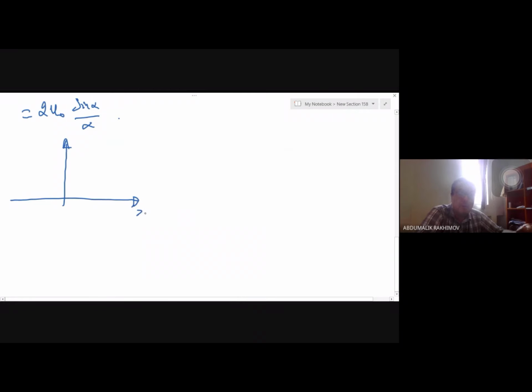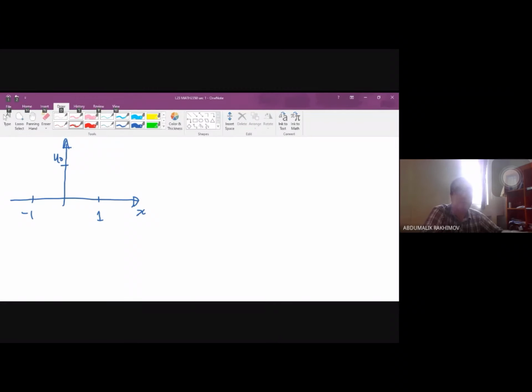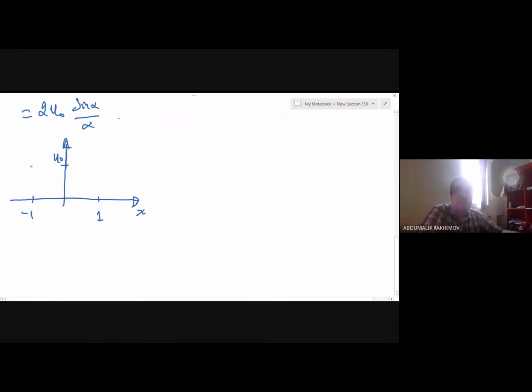From -1 to 1, it is equal to u0. Let this be u0. Then the graph of this box function is like this. It is equal to u0 when x is from -1 to 1. Then it is 0. They call it a box because you can close it like this, and it will be something like a box. So this is the box function.